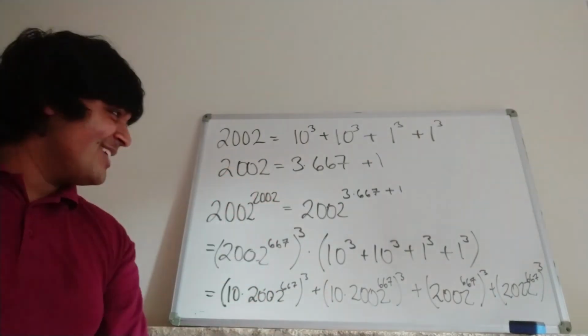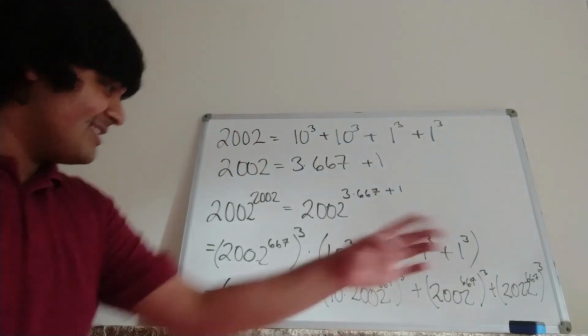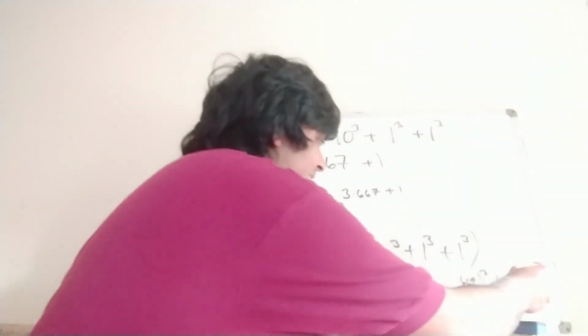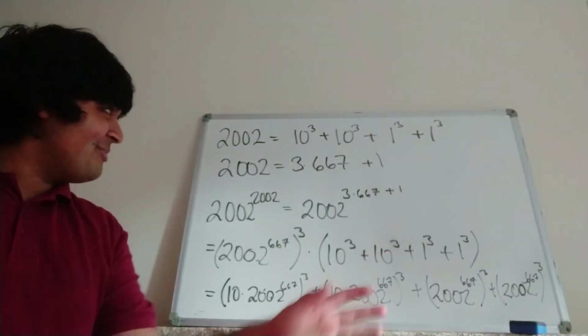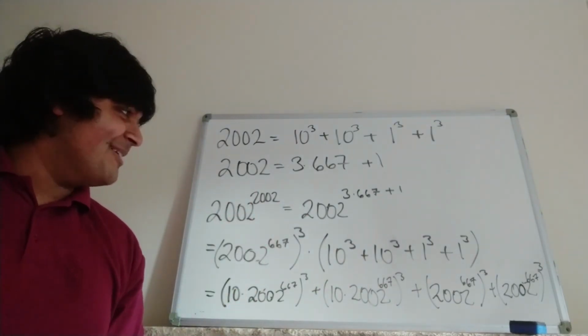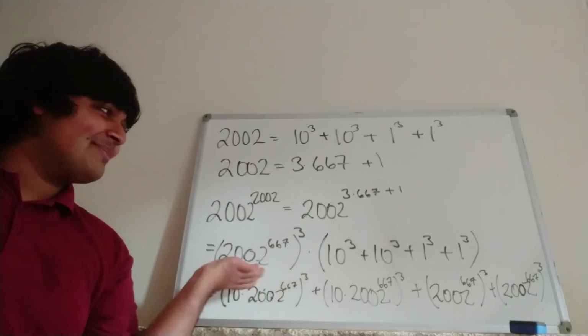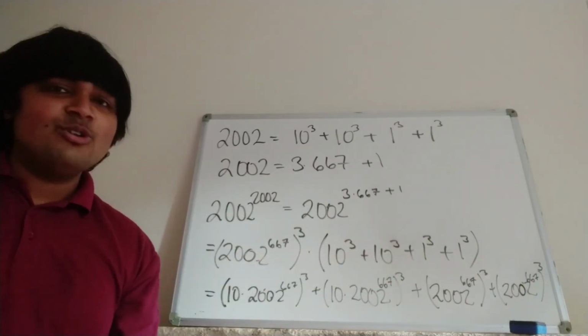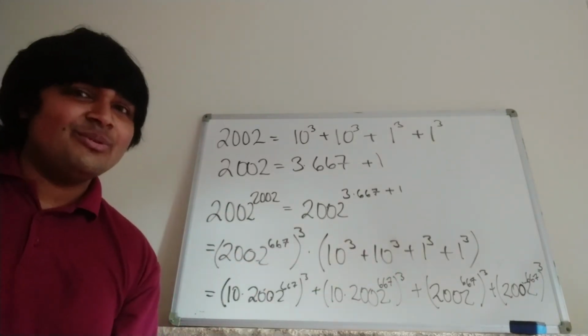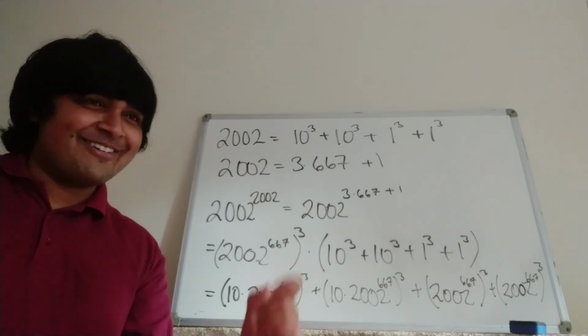Sorry, lots of 2's floating about. I got a bit confused there. I've written 2022 here, whoops. I hope I haven't written 2022 too many times. Anyway, all we've done here is take this and distribute it into here, and we can clearly see this is the sum of 4 cubes, and it sums to give us 2002 to the power of 2002. I said it right that time.